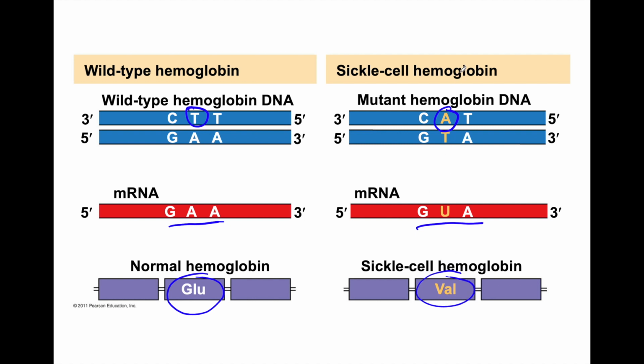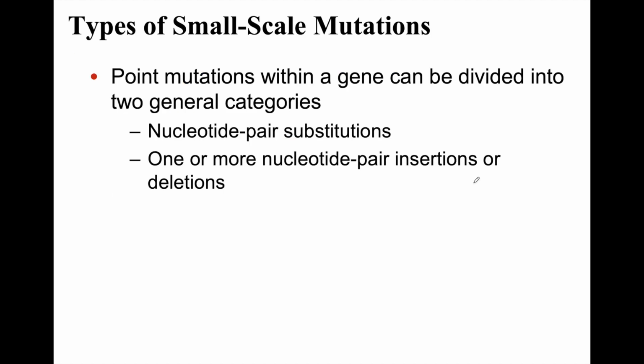So this is a very small change. One single base pair has been changed in this gene that might be, let's say, 3,000 base pairs long. Well, that one change changes one amino acid, which causes sickle cell anemia. So a very small change can have a drastic effect on the organism. That's an example. So point mutations are small changes.